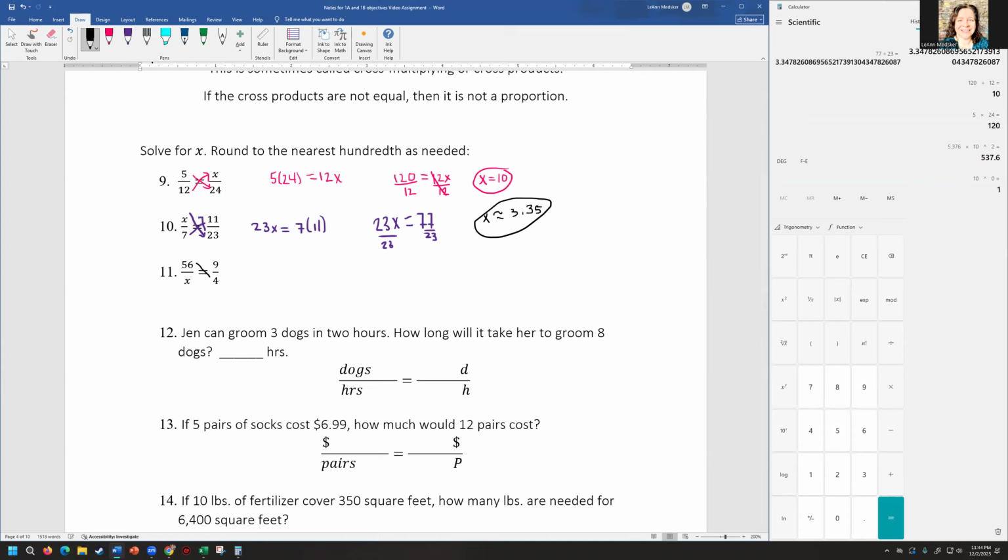Okay, and then this one we have 54, or excuse me, 56 times 4. And then it's equal to 9 times x. So we need to work out the 56 times 4. That's 224 equal to 9x. Again, always divide by the number next to your variable when you're solving these proportions. So 224 divided by 9.